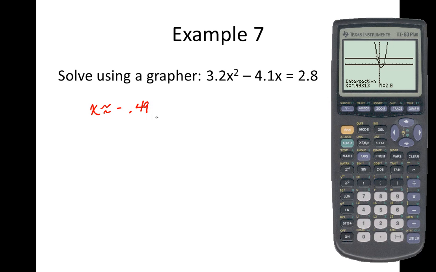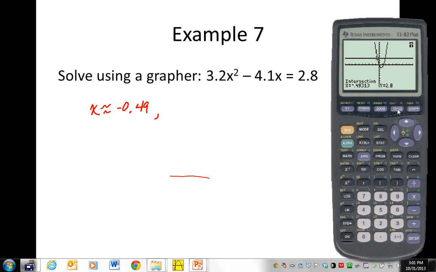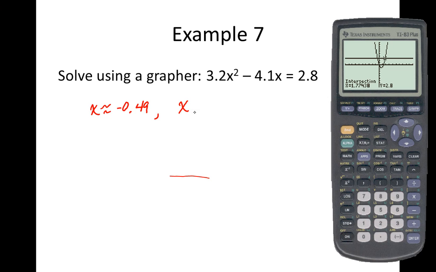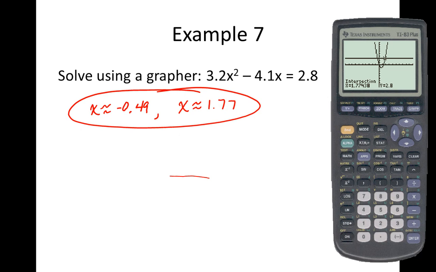I'll put a 0 there just to remind myself I've got a period there. And let's do the next one. Second trace, 5, enter, enter, but this time I'm going to scroll over. And this one is 1.77. And there we go. And we should be able to plug these values back in, and it should form an equation. It should be a true statement.